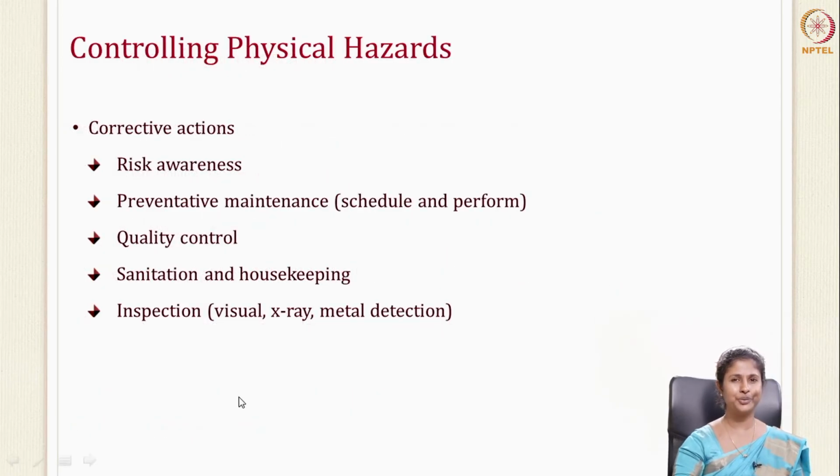So how do you control these? Corrective measures have to be taken. One important thing is awareness. We need to be aware that such things can happen and we need to be proactive. Preventive maintenance should be done. You have a quality control in place. Sanitation and hygiene, housekeeping, which is important in all the three hazards. If you have maintained good sanitation, good manufacturing practices, these hazards will never cause a problem in the end.